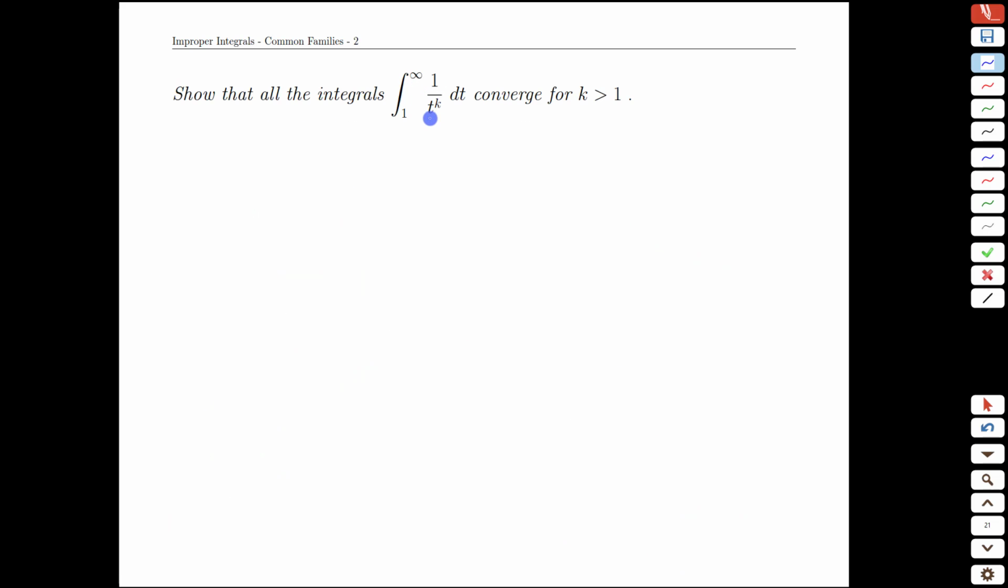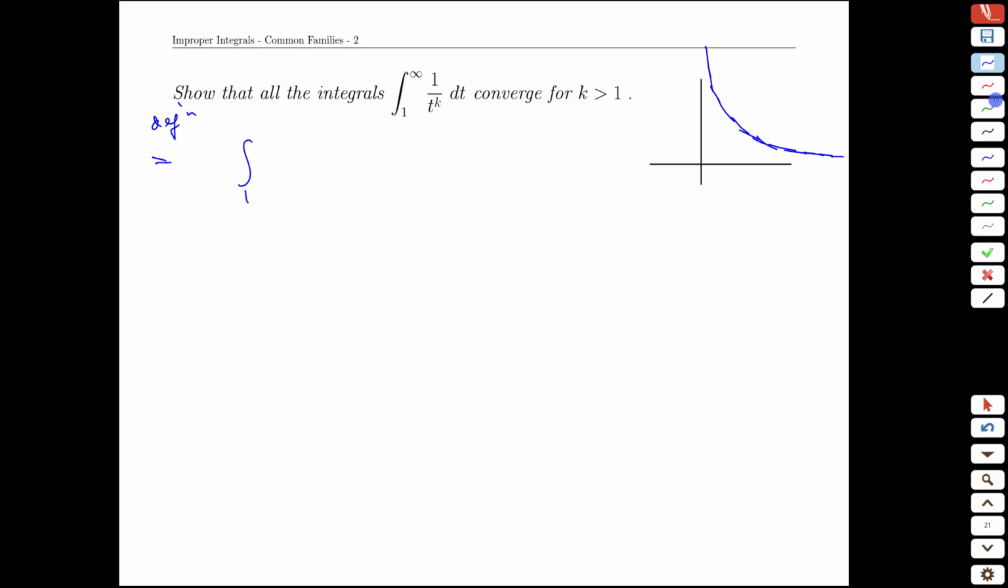Let's go through a similar argument with powers of t in the denominator. And again, all of these have the same kind of shape. They would have an asymptote at t equals 0, that wouldn't be defined, and then an asymptote horizontally as t gets larger and larger and larger. First step, we have an improper integral, we apply the definition. Integral from 1 up to b, and we'll put the limit as b approaches infinity with that.